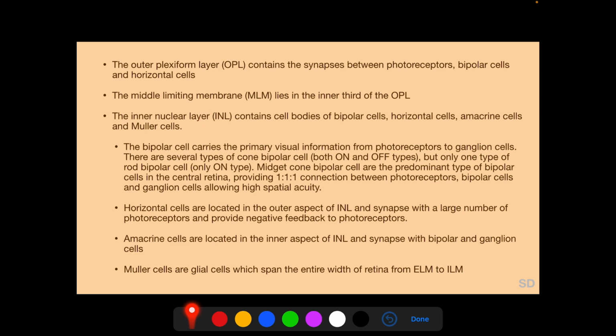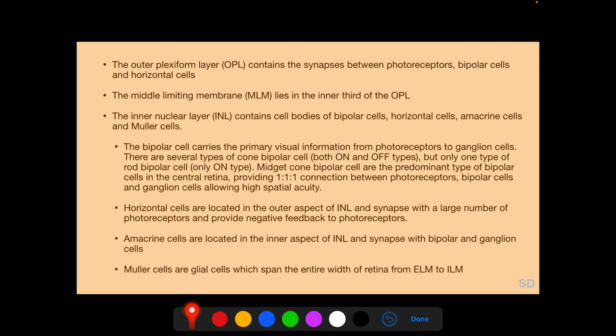The inner nuclear layer contains the cell bodies of the bipolar cells, horizontal cells, Amacrine cells, and Muller cells. The bipolar cells carry the primary visual information from the photoreceptors to the ganglion cells. There are several types of cone bipolar cells, both on and off in nature, but only one type of rod bipolar cell, which is only on in nature. Midget cone bipolar cells are the predominant type of bipolar cells in the central retina, providing 1:1:1 connection between photoreceptors, bipolar cells, and ganglion cells, thus allowing high spatial acuity.